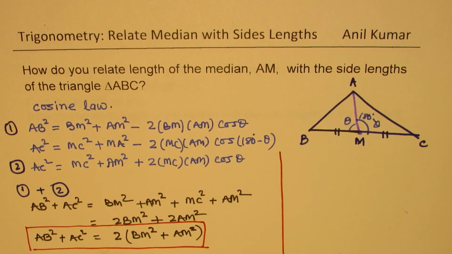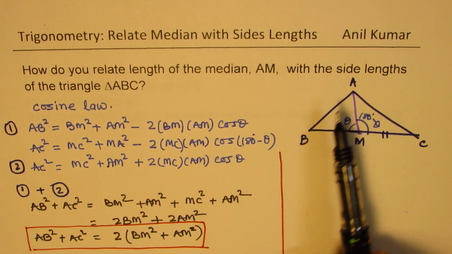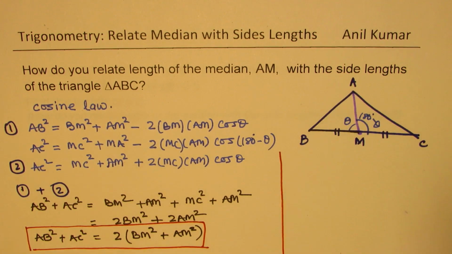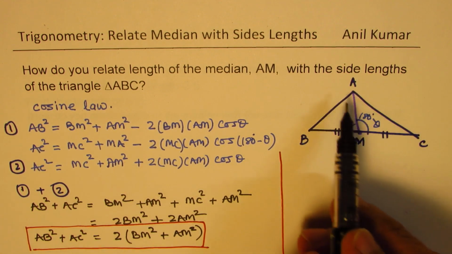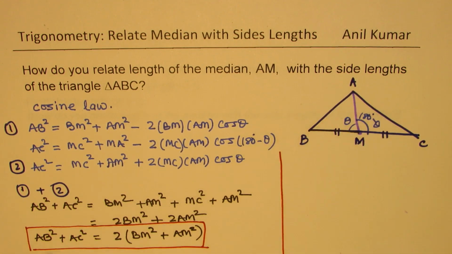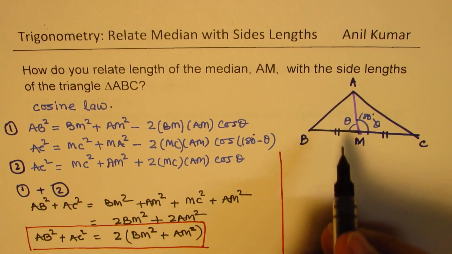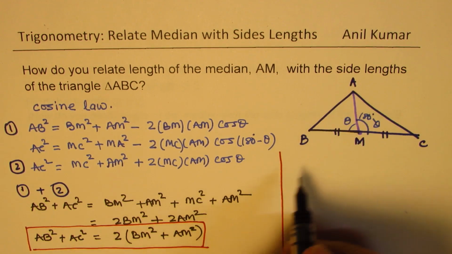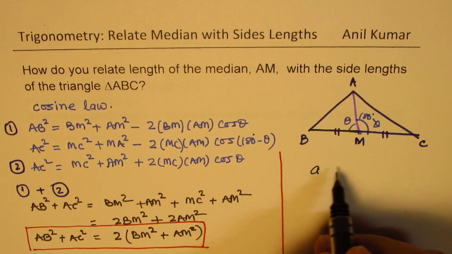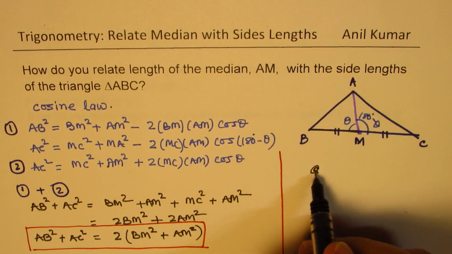So have a good look at it. AB, one side, is actually C, and AC, the other side, is B. Is that clear to you? So you could also write this as C squared. Let me write it like this.